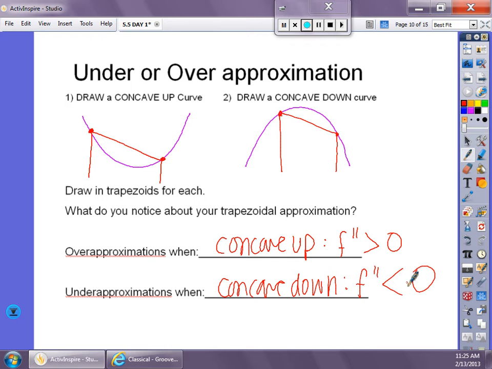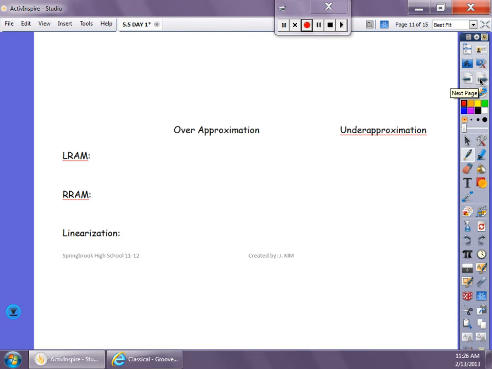You have to actually give this type of reasoning, concave up, concave down, which gets confusing because we've done over and under approximations 3 other times. We did it for linearization, LRAM, RRAM. So this is actually the 4th time we've talked about over and under, which gets confusing. So I have a little table underneath to try to help you remember which ones they were, and then we'll do a quick little picture to help guide your memory.